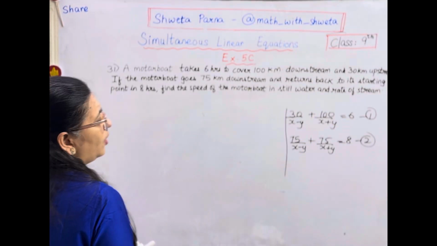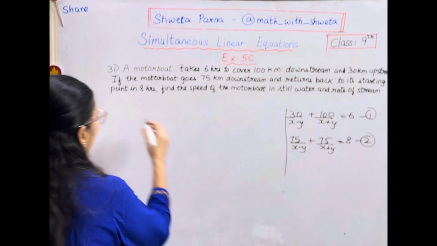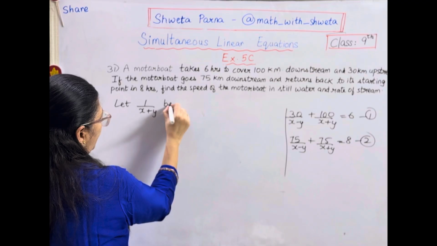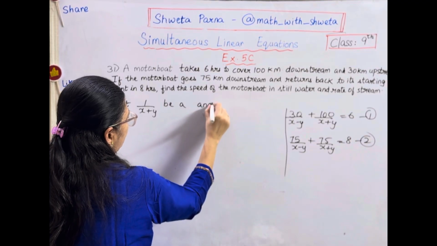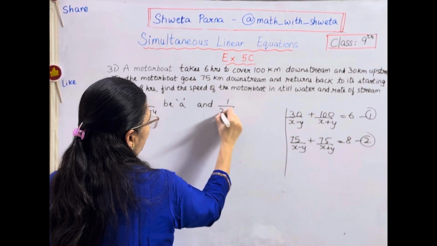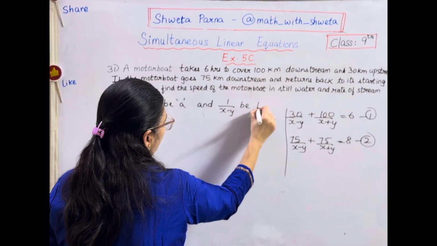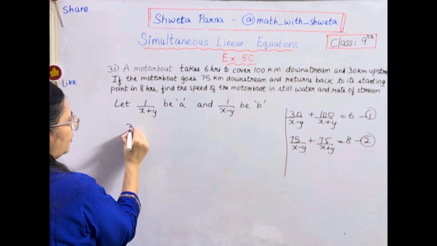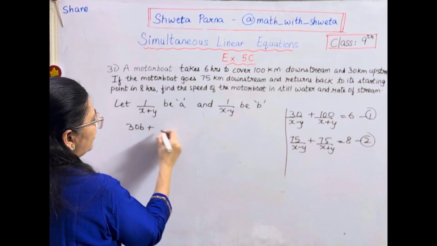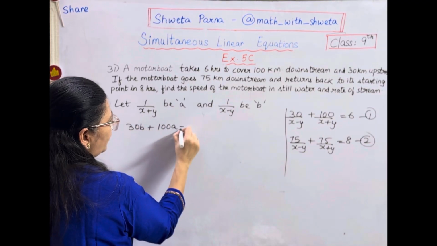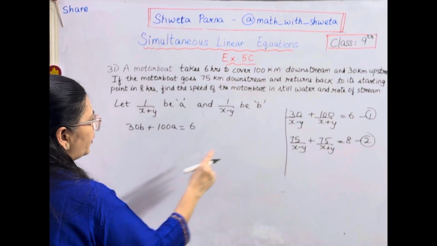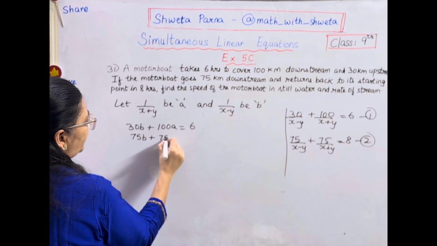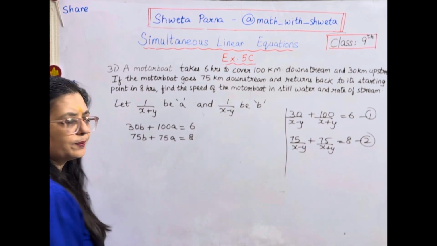Okay, now x minus y and x plus y, let's substitute. Let 1 upon x plus y be a and 1 upon x minus y be b. Okay, so this is 30b plus 100a is equal to 6. Over here 75b plus 75a is equal to 8.